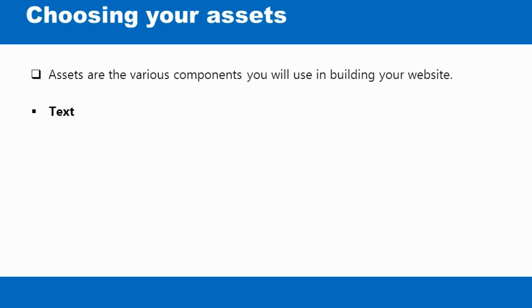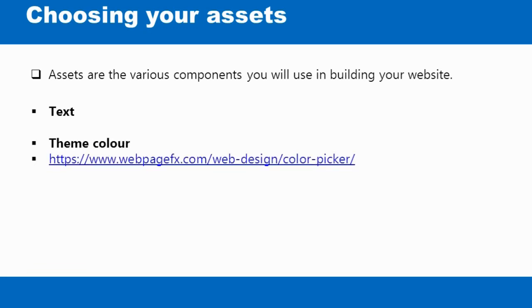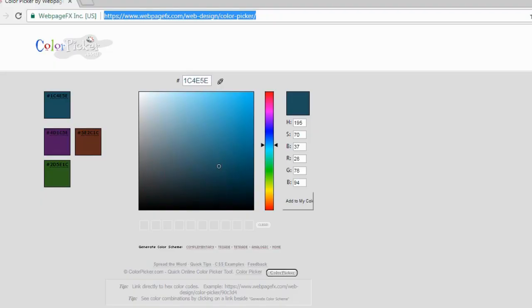You can choose the theme color by using any free color picker tool. For example, webpagefx.com. There are so many color picker tools. Just do a Google search for color picker tool.